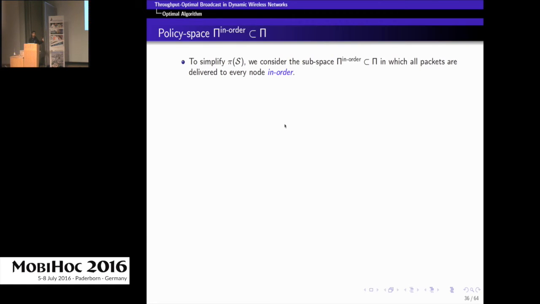When a packet is injected in the network, I give it a number, the index. And I put the constraint that a node can only receive packet number P if and only if it has received packet number P minus 1. So this is very simple. I can only receive packets sequentially. This is my very simple policy space.